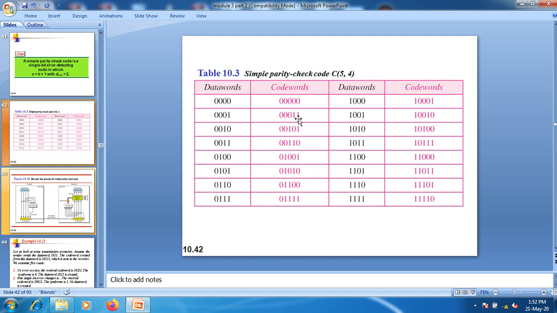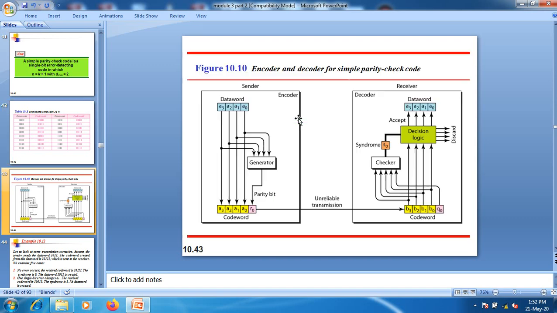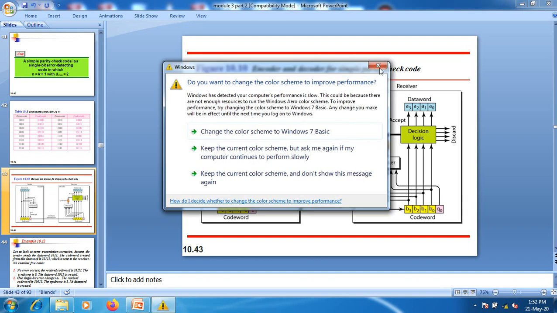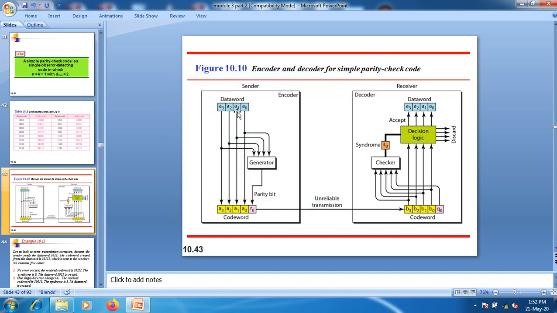Here we are using some sort of mathematical expression so that we can compute that parity bit. We will go through this encoder. We have a data word, that is A0, A1, A2, A3, and all these bits are passed through this generator, and the generator will generate a parity bit here, that is R0, and this R0 is appended to the data word. Once we append it, we are generating a code word here.